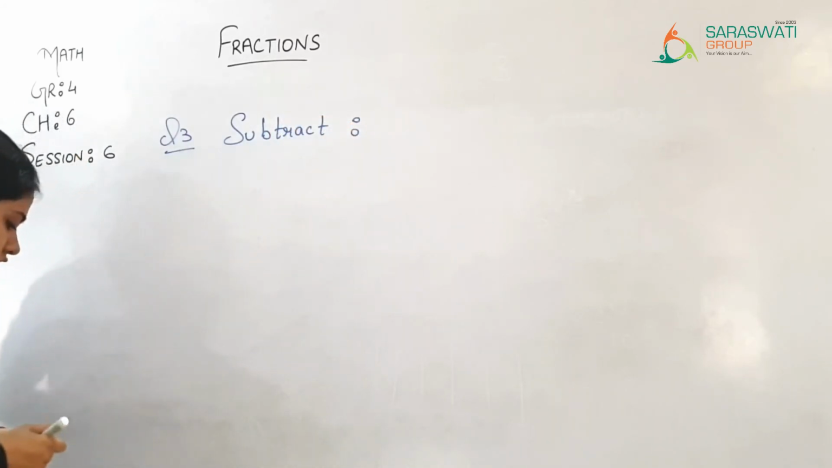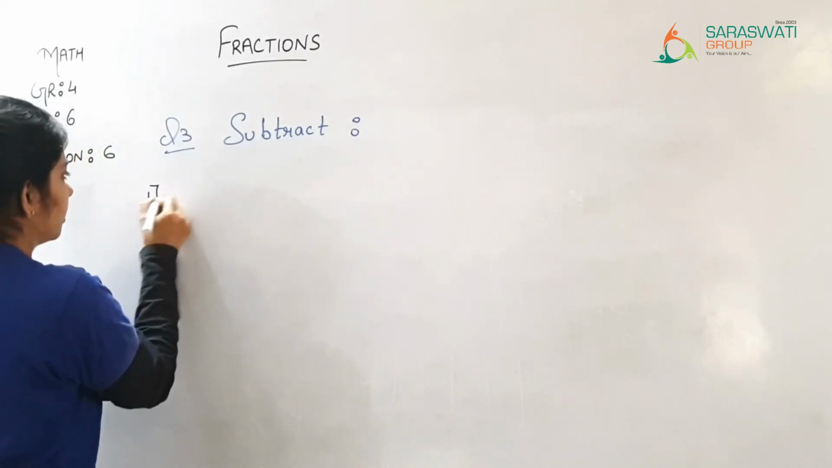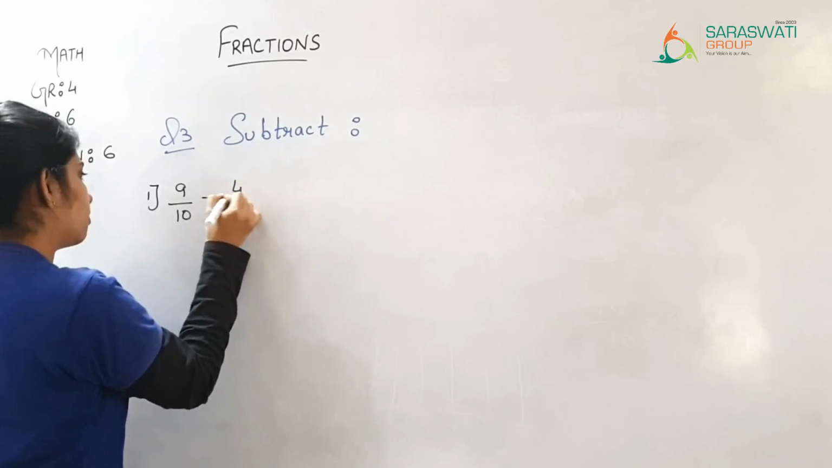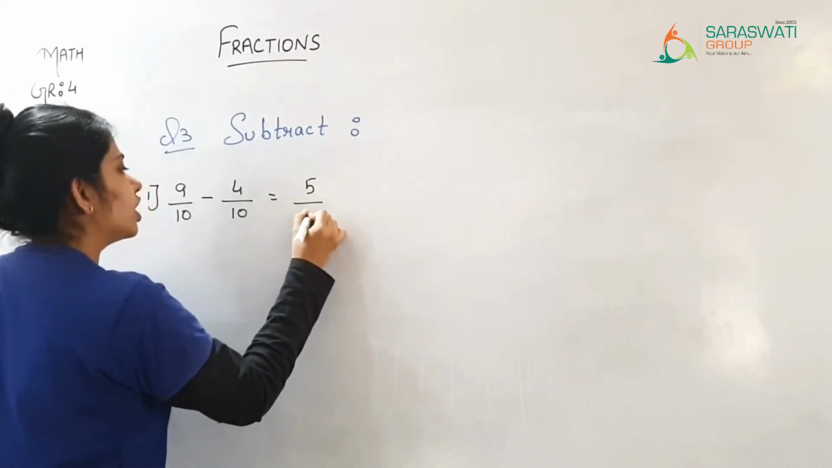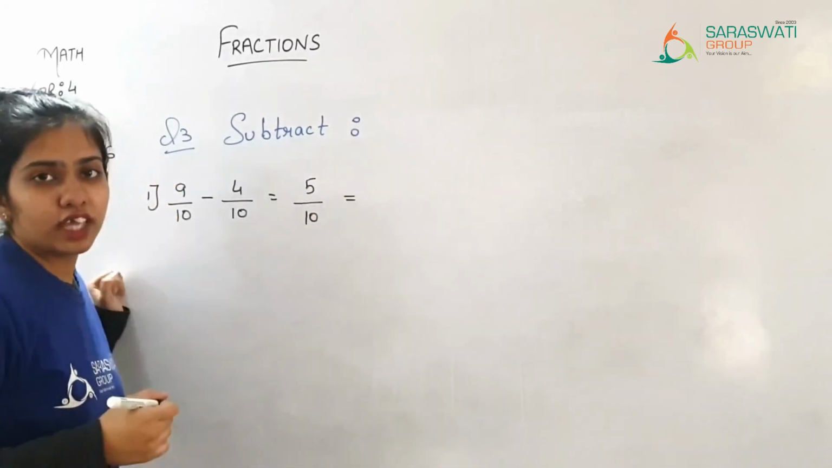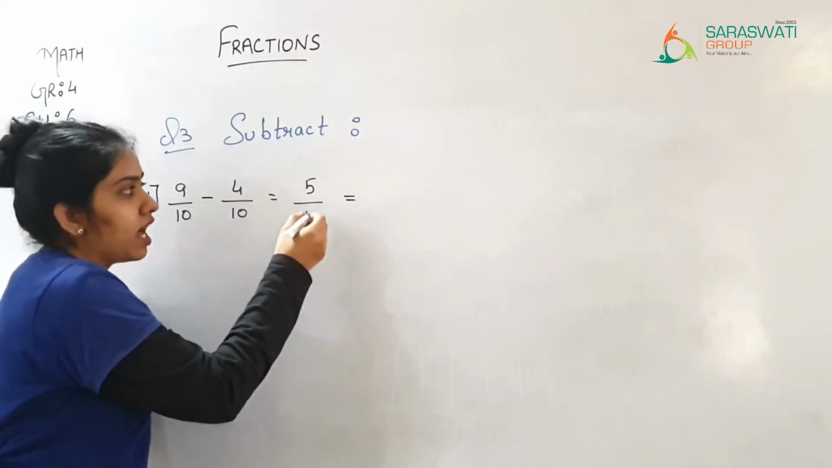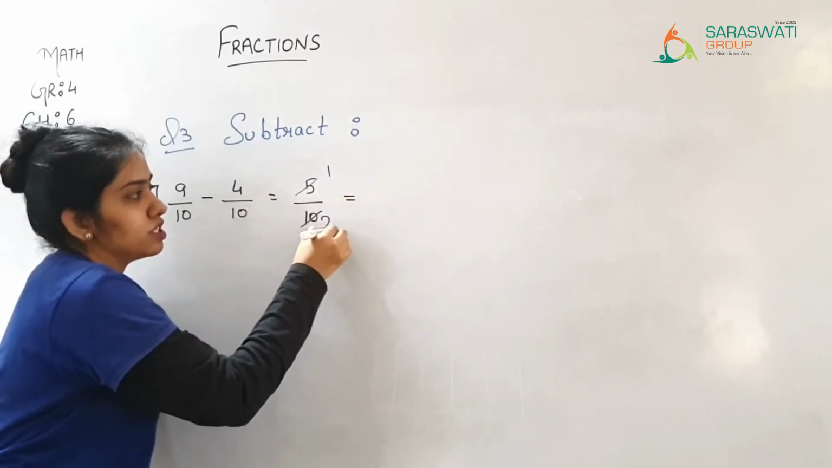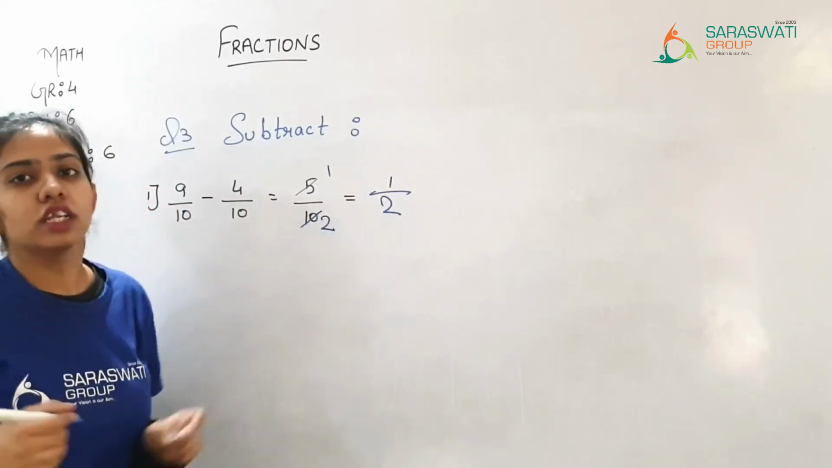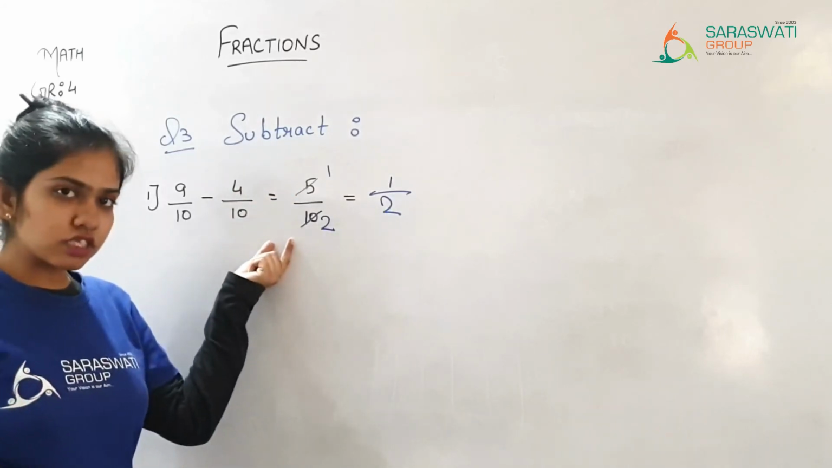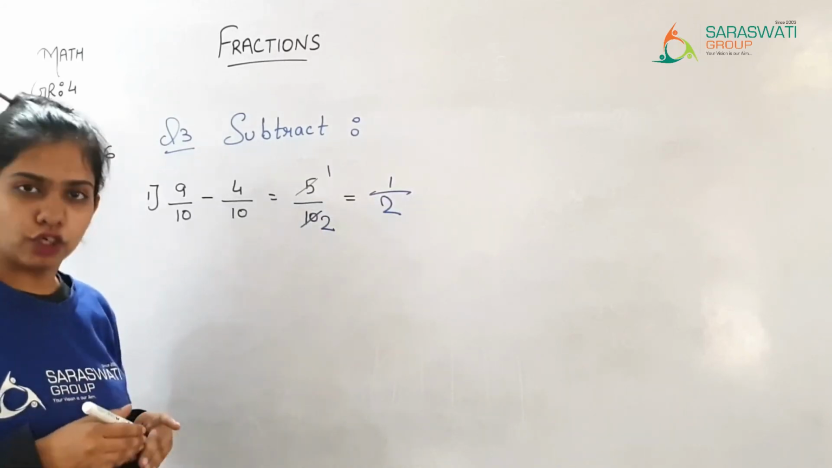Subtract. So in subtract, the first one is 9/10 minus 4/10. 9/10 minus 4/10. So 9 minus 4, that is 5. 5/10. Now it is possible to simplify. Yes, it is possible to simplify. 5 ones are 5, 5 twos are 10. So 1/2. Your answer is 1/2. Or 5/10 is also right, and after simplifying 5/10 we got the answer 1/2.